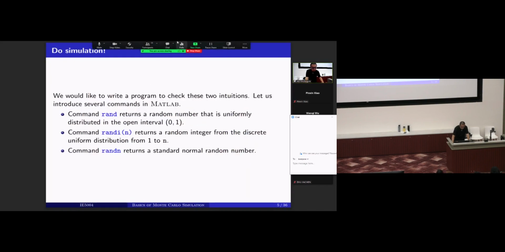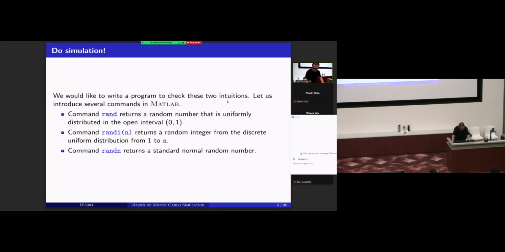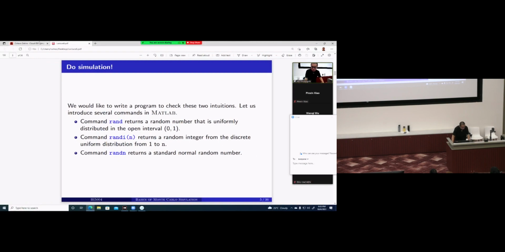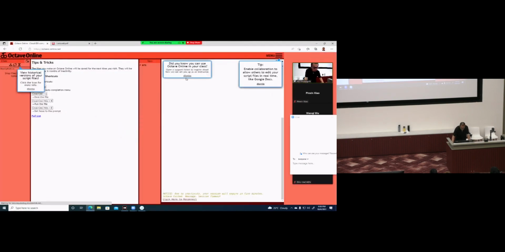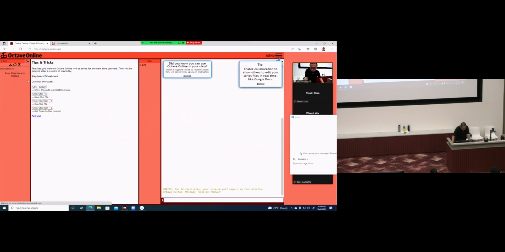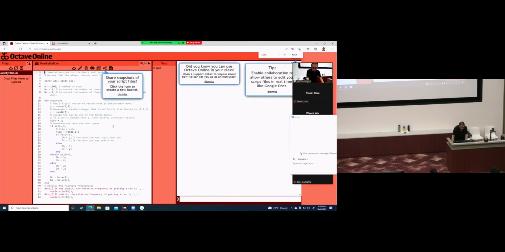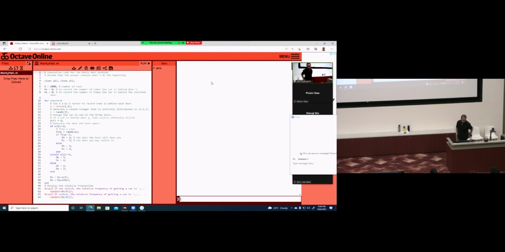Now let me show you. This is an online MATLAB terminal. Actually, it is not really MATLAB. It's Octave. You can think of Octave as an open source version of MATLAB. So this is my code. You see that it's pretty simple.